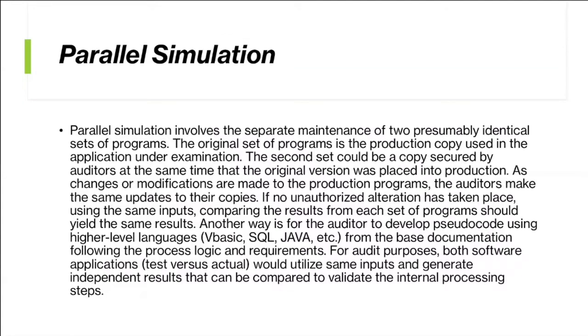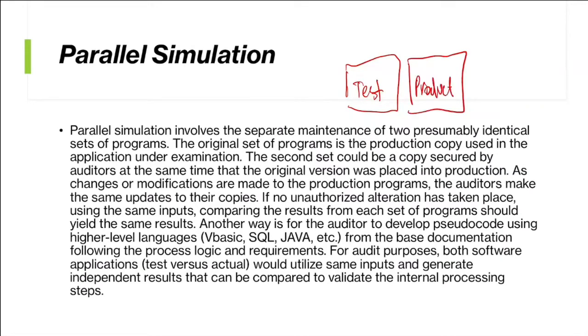Next, parallel simulation involves a separate maintenance of two presumably identical sets of programs. The original set of programs is the production copy used in the application under examination. The second set could be a copy secured by auditors at the same time that the original version was placed into production. So you have what we call a test system and a production system. Dapat same version, kung version 21.01 dapat in test ay version 21.01 din.